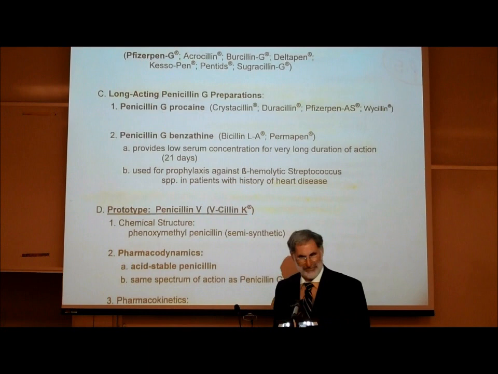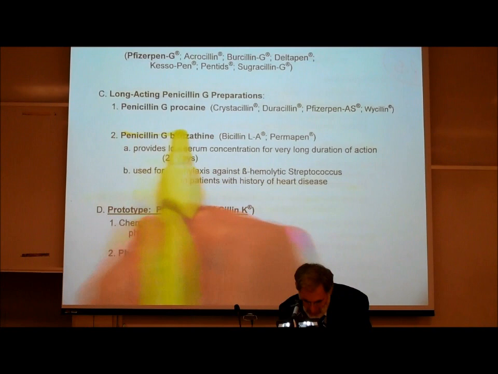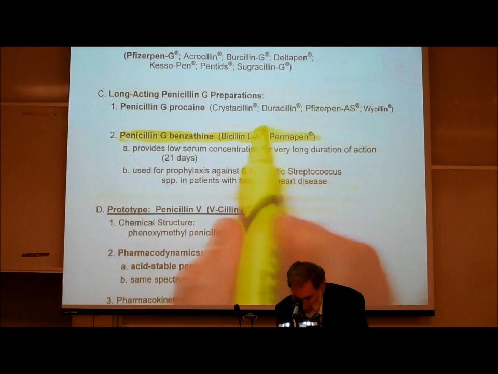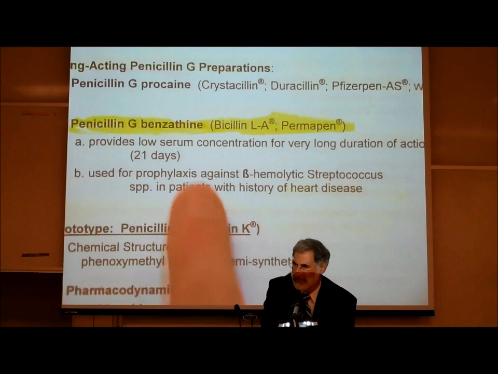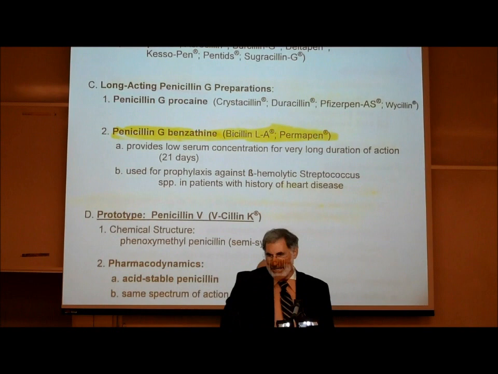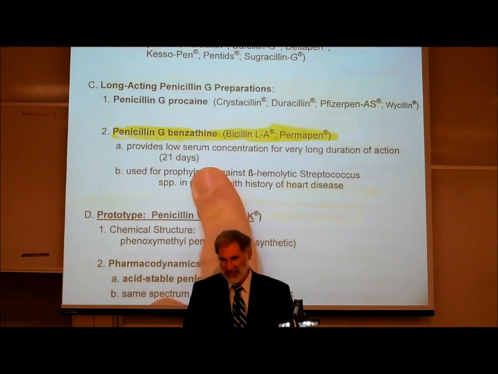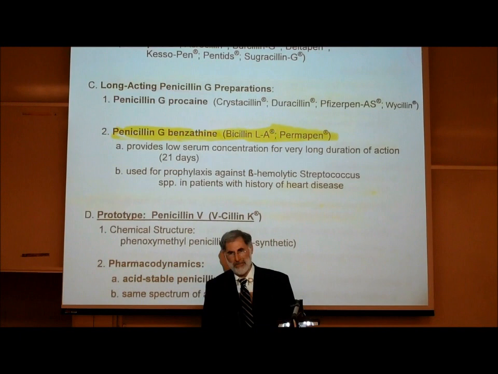They do have some longer-acting penicillin Gs that can be injected, including, I'll just mention, you don't have to know this, penicillin G benzathine, which goes under the brand name Bacillin LA. Now, Bacillin LA does not mean Bacillin Los Angeles. It means long-acting. It also goes under the brand name Permapen. And what they do when they give you an intramuscular injection into the gluteus medius muscle of penicillin G benzathine is it provides a low level of penicillin in your bloodstream for 21 days. So that's what they mean by long acting, LA.